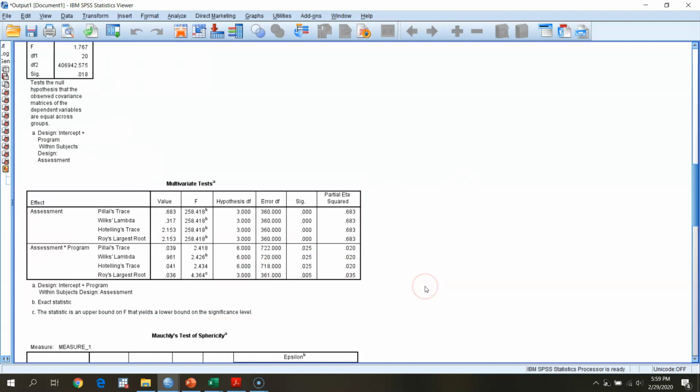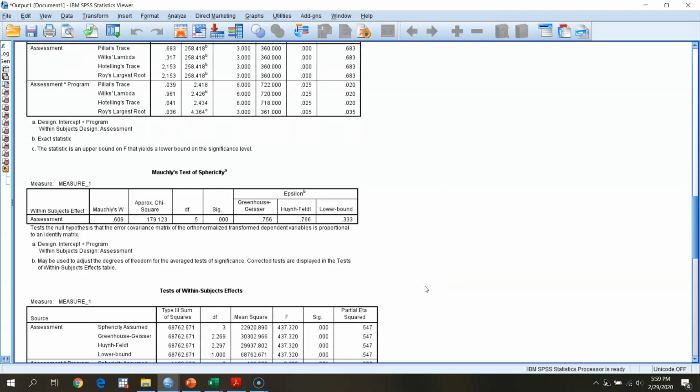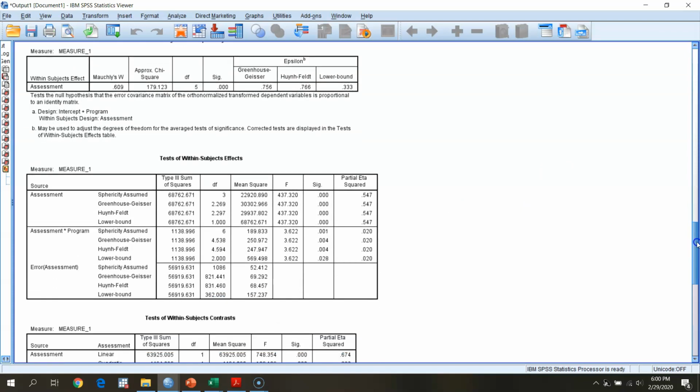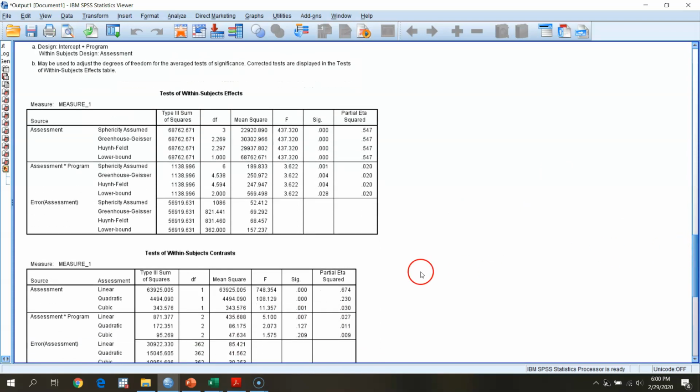Multivariate tests, we can ignore that, as we discussed in class. Test of sphericity, we already assume that we're going to violate that sphericity assumption, so we don't even need to worry about that too much. And what we can do is go right down into our test of within subjects effects. Okay, so if we're looking here, we see again we're going to interpret these Greenhouse-Geisser corrected F's here.